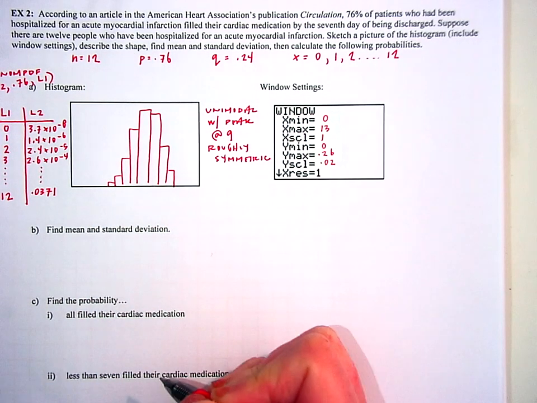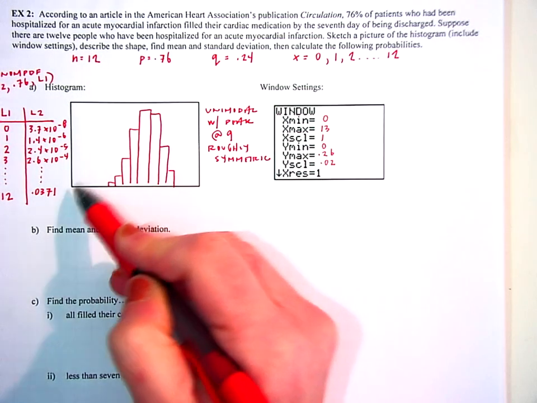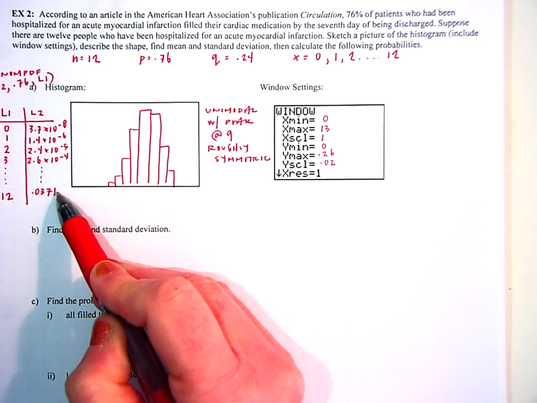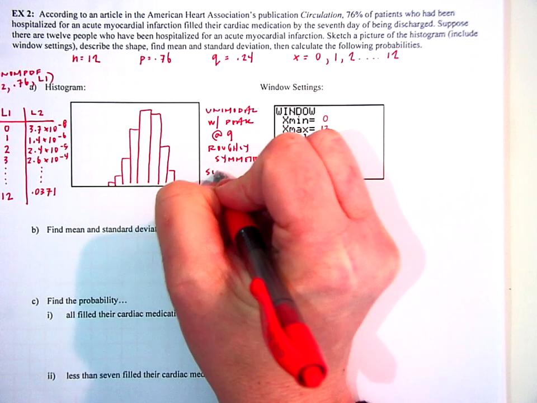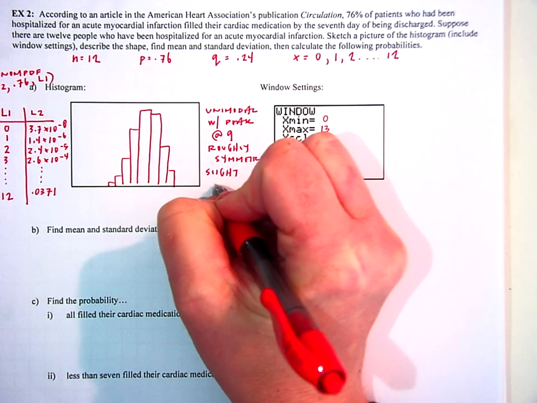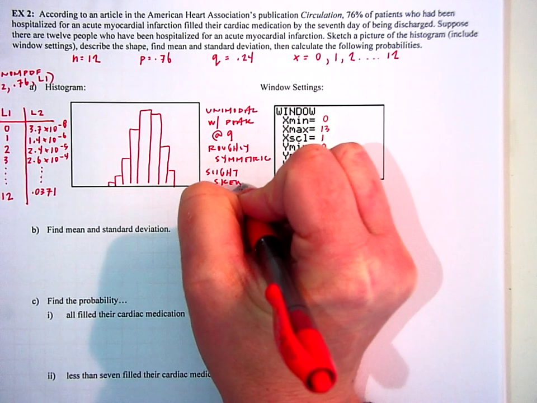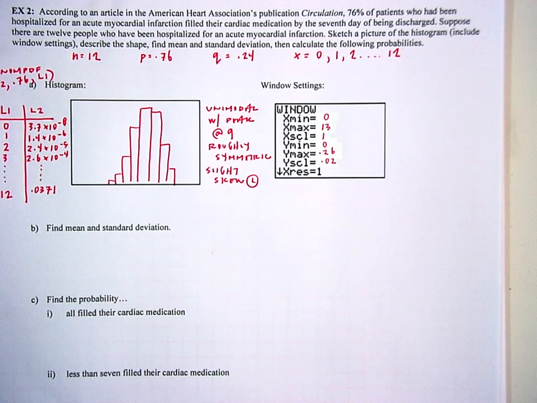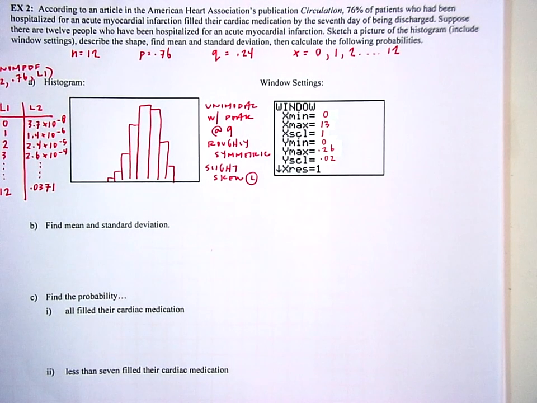Okay, we might say there's a slight skew to the left, because the bulk of our data is over here on the right-hand side, and it would taper off towards the left. So you can say slight skew to the left. Okay, so again, just a visualization of our distribution, and then we want to find our mean.